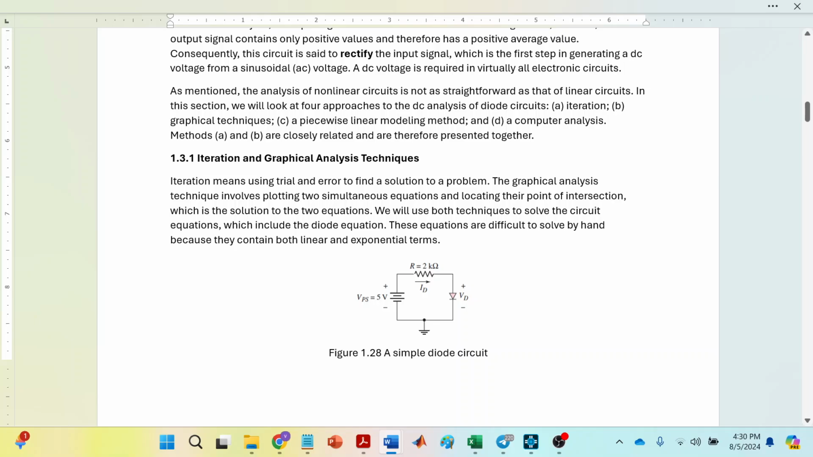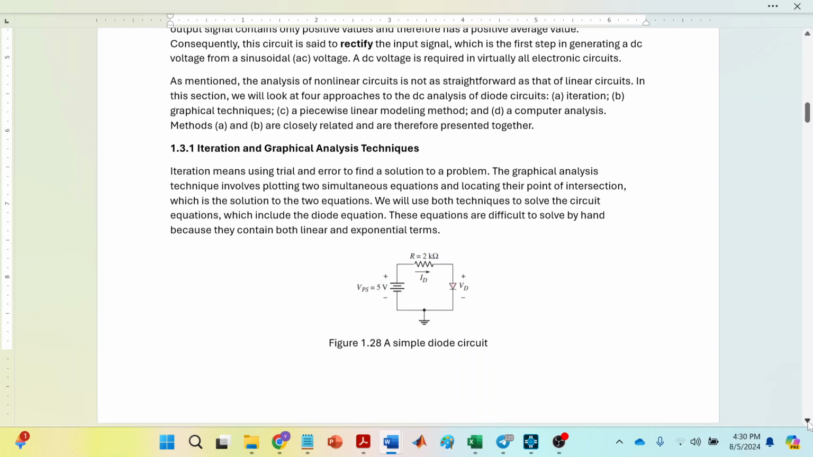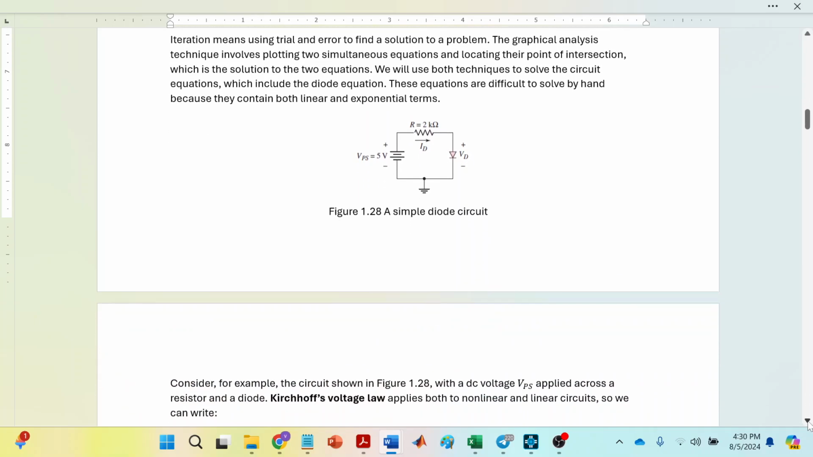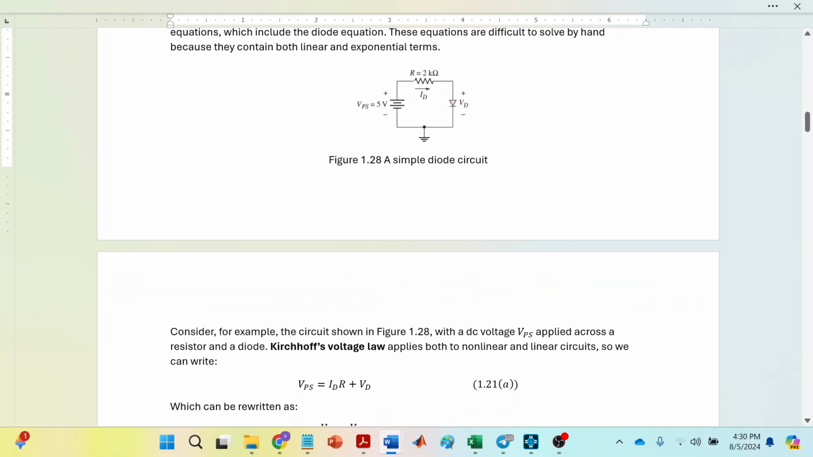So we are going to consider this circuit, and we are going to find the diode current and the diode voltage through iteration and through graphical analysis. So the first step is considering this circuit, then applying KVL, that's Kirchhoff voltage law, because Kirchhoff voltage law applies to both linear and non-linear elements.